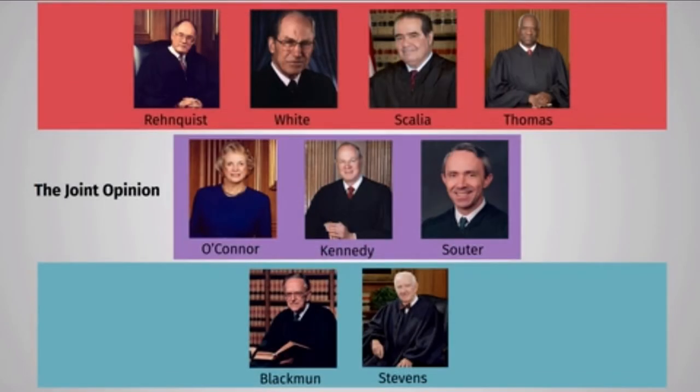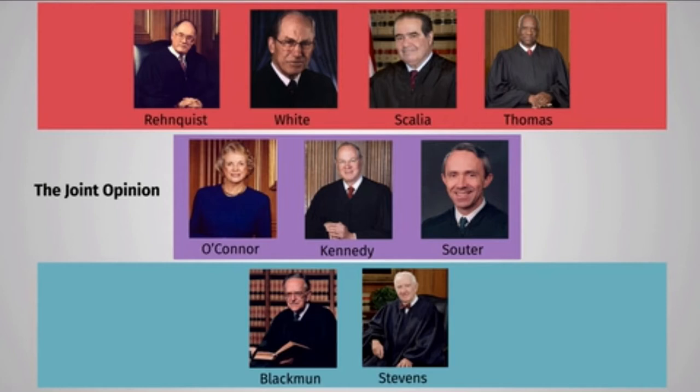Justice Kennedy actually ended up switching sides. He ultimately joined with Justices O'Connor and Souter to write the controlling plurality opinion, which became known as the joint opinion. And this left Chief Justice Rehnquist, along with White, Scalia, and Thomas, in dissent.